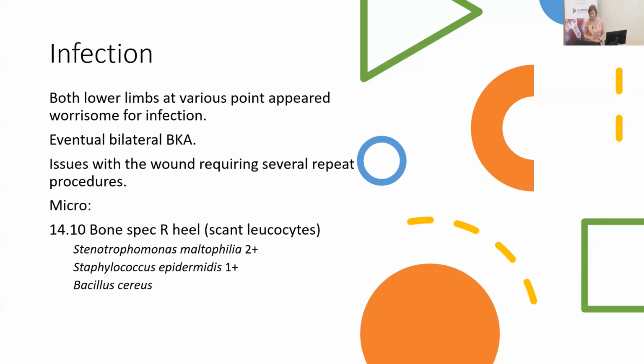And he's had multiple microbiological samples. He's had things in his chest, and probably contaminants in his blood. But what we've been worried about is really these legs, the operative samples and ongoing issues. What we were treating was a bone specimen from his right heel, which had scant leukocytes, grew 2+ of Staphylococcus epidermidis, and also grew a Bacillus cereus.